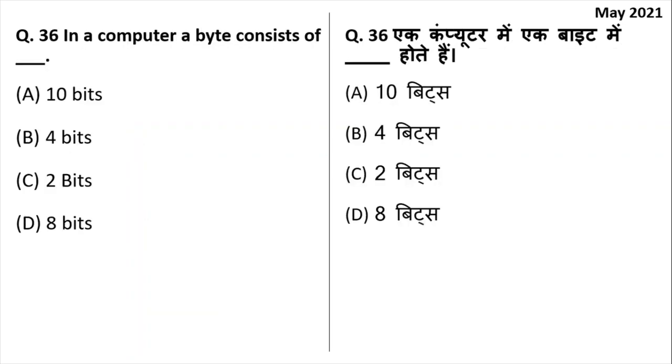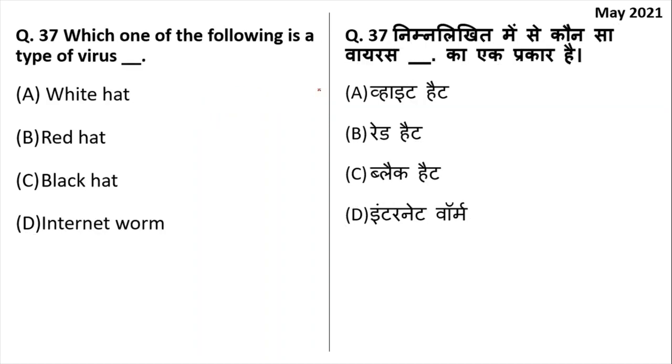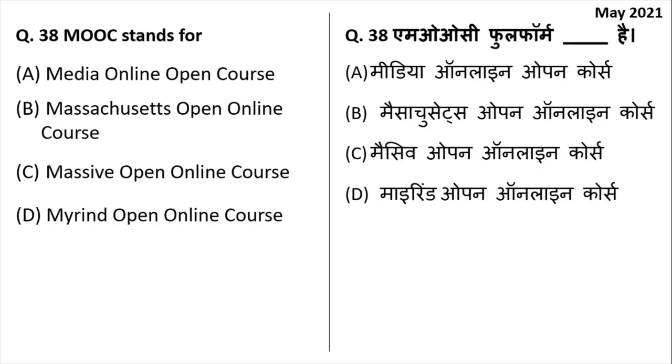In a computer, 1 byte is equal to 8 bits and 1 nibble is equal to 4 bits. Which of the following is a type of virus? So, internet worm is a type of virus. It does not require human interaction for spreading from one computer to the other. MOOC stands for Massive Open Online Course. So, it is a platform where online courses are available for everyone for free.